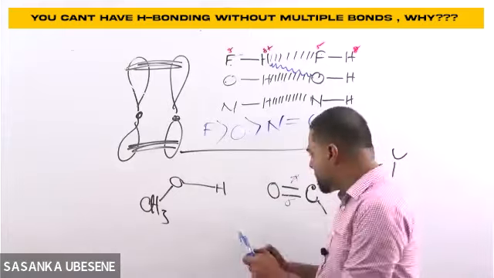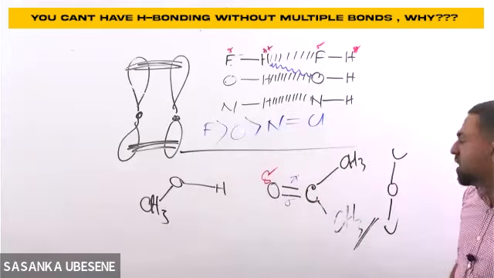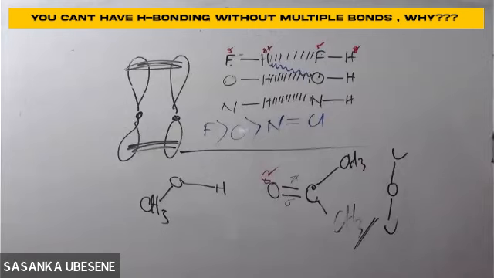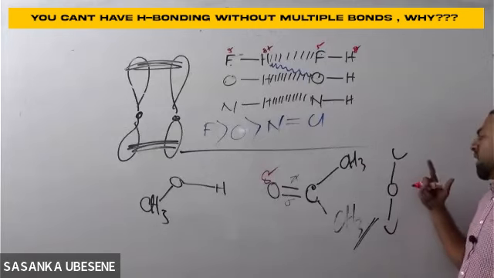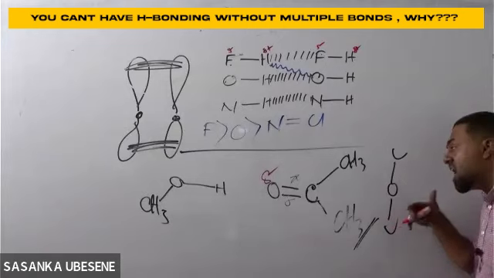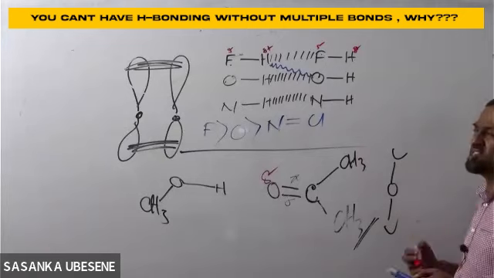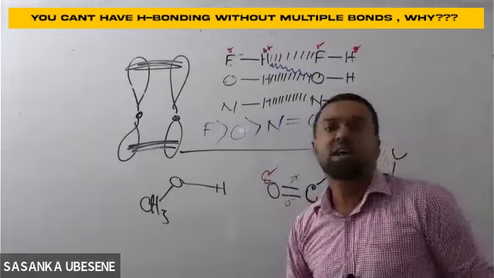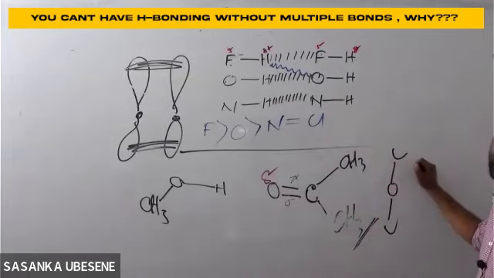Okay, so you have a greater fractional negative charge on the oxygen atom. But here it is different. Here you have a carbon-oxygen sigma bond, which is hard to polarize. So you have a relatively lesser fractional negative charge on the oxygen atom.